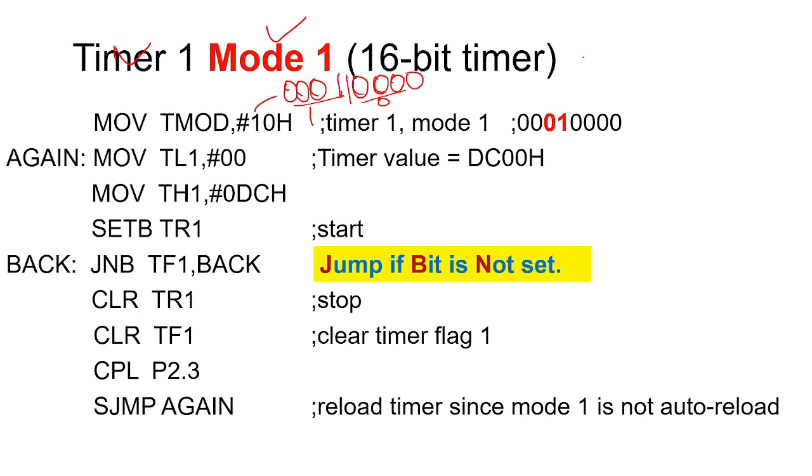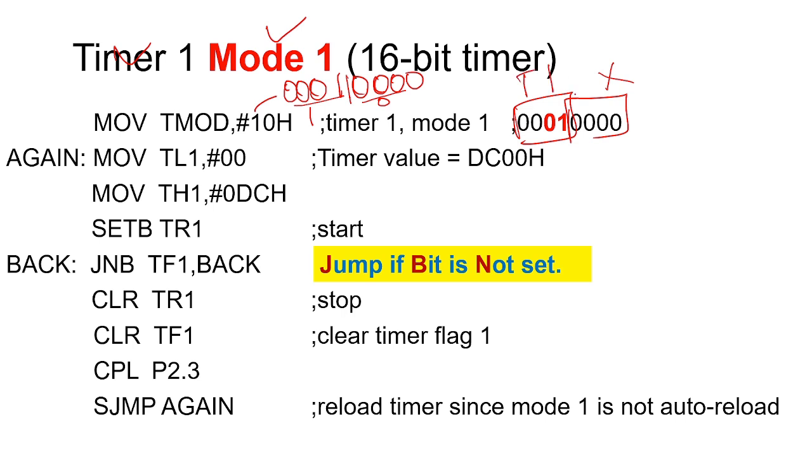This is your timer 0 part. And this is your timer 1 bits. No bits are enabled in the timer 0 part, so that means I am not using timer 0. Here this bit is enabled, that means I am using timer 1.